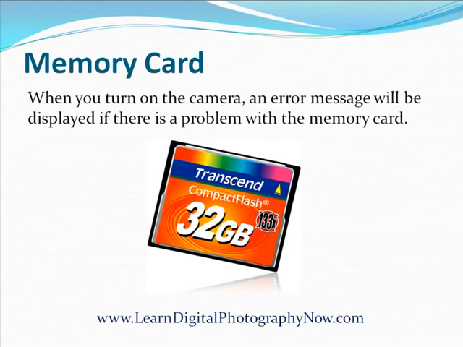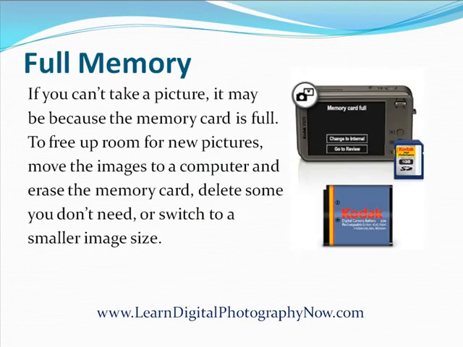If you receive an error message when you turn your camera on about a problem with your memory card, you can remove the memory card and try to reinsert it, or try a brand new memory card. If you are unable to take pictures, it may be because your memory card is full. To free up room for new pictures, try to move the images to a computer and then erase your memory card. You could also delete some of the pictures you don't need or switch to a smaller image size.